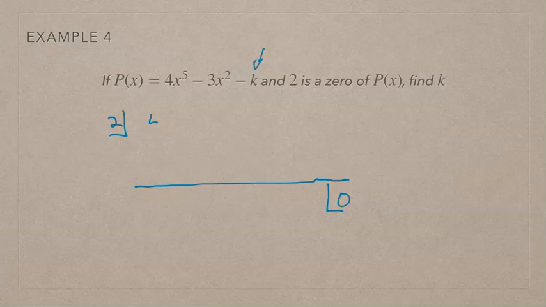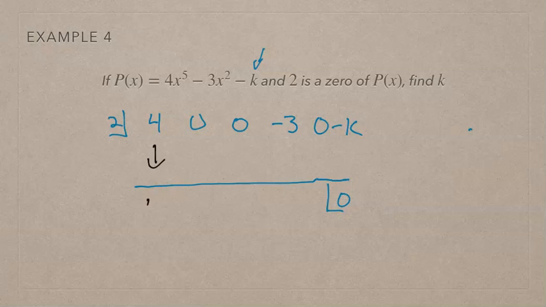I have 4x to the 5th, I have 0x to the 4th, I have 0x to the 3rd, I have negative 3x squared, I have 0x to the 1, and then I have k. Negative k, if you will. Whoops. All right. So let's do this out.